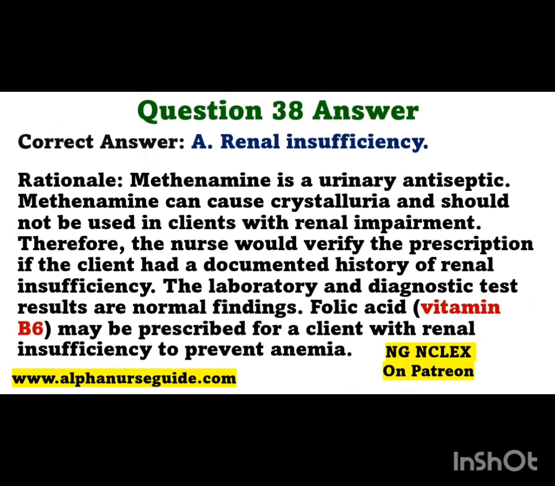The correct answer is A. Renal insufficiency. Rationale: methenamine is a urinary antiseptic. Methenamine can cause crystalluria and should not be used in clients with renal impairment. Therefore, the nurse would verify the prescription if the client had a documented history of renal insufficiency. The laboratory and diagnostic test results are normal findings. Folic acid may be prescribed for a client with renal insufficiency to prevent anemia.